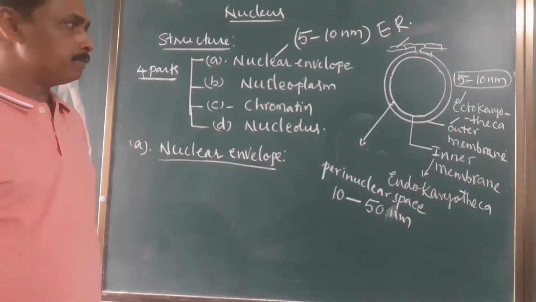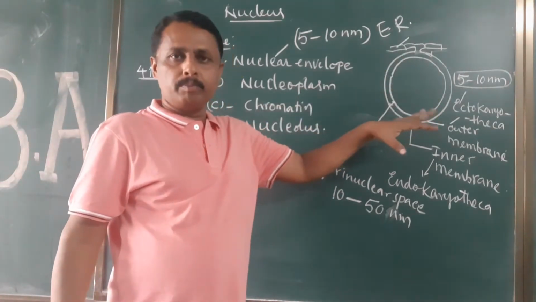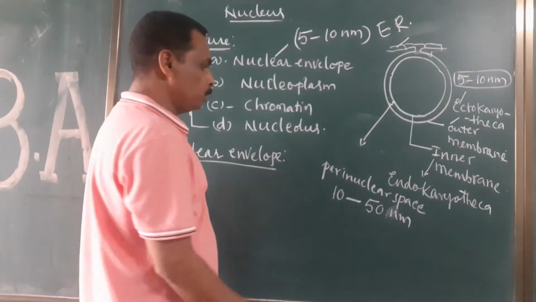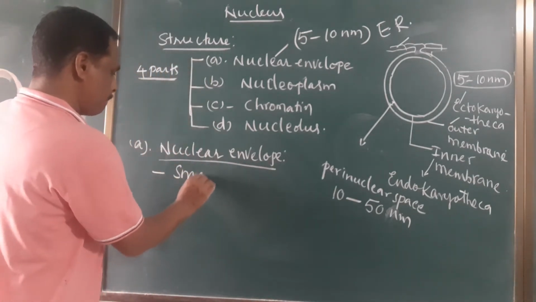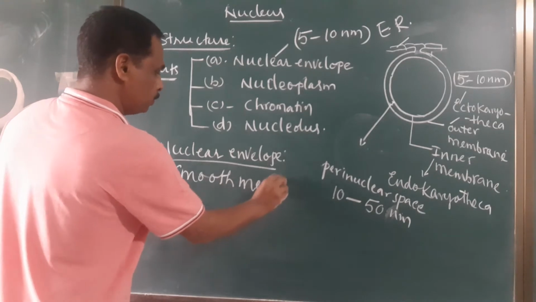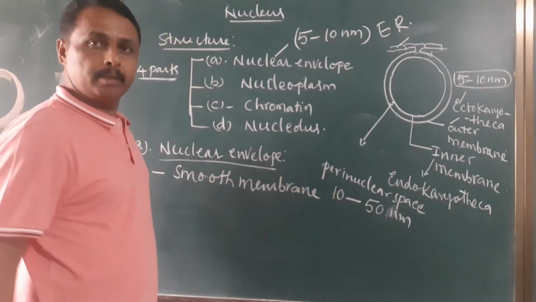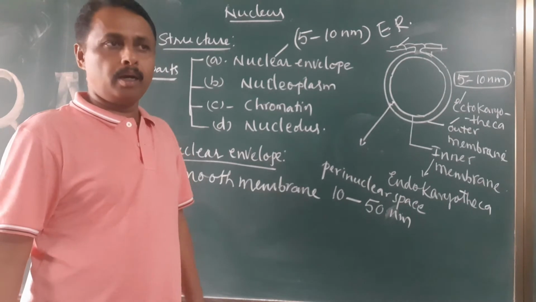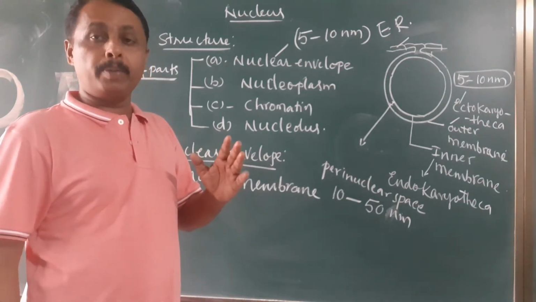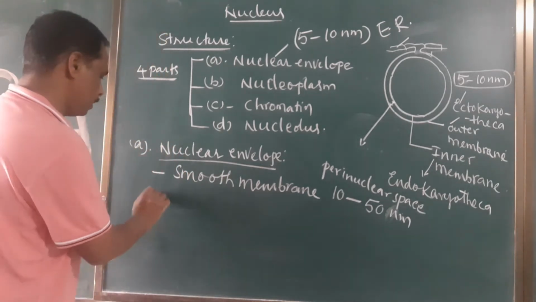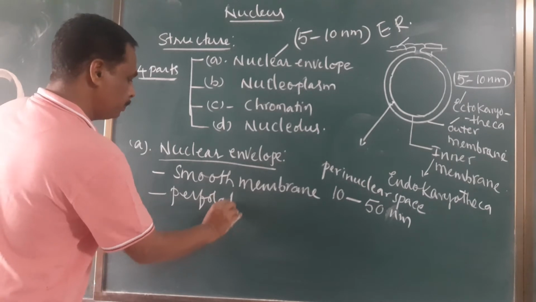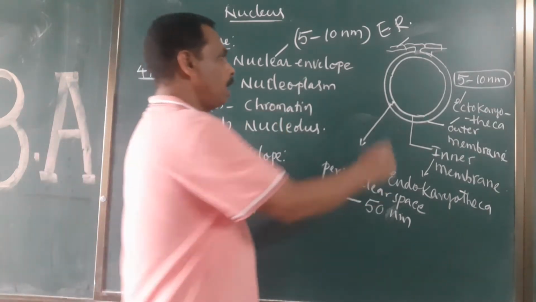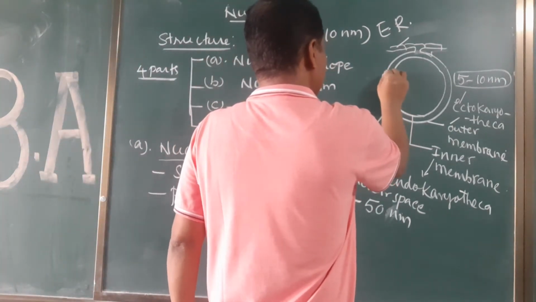And both the outer membrane and inner membrane of nucleus are made up of smooth membranes. As they run parallel to each other, many perforations will be seen in the membrane. Because of these perforations, outer membrane and inner membrane at certain places will be overlapped.